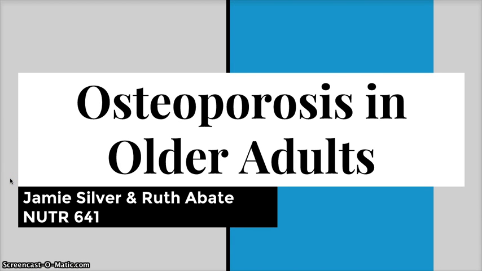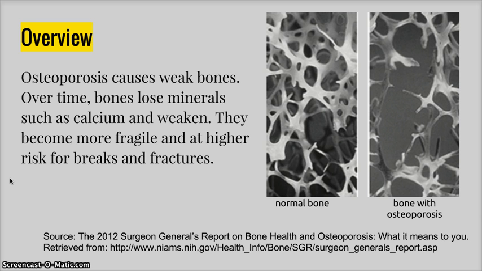Our presentation today is on osteoporosis in older adults. There are many types of bone diseases that affect older adults. Of these, osteoporosis is the most common. Osteoporosis is a progressive disorder that is defined by loss of bone mass and bone density, which then leads to an increased risk for bone fractures.